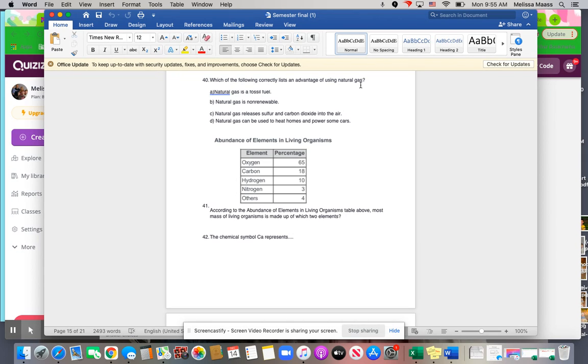So we think about natural gases. Natural gas is a fossil fuel. It's non-renewable. It releases sulfur and carbon dioxide into the air, and can be used to heat homes.